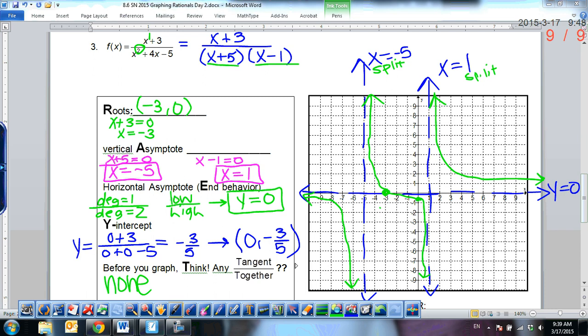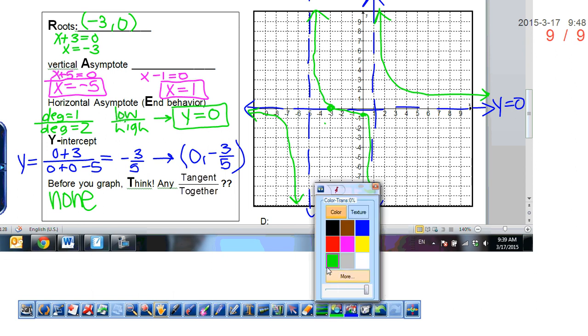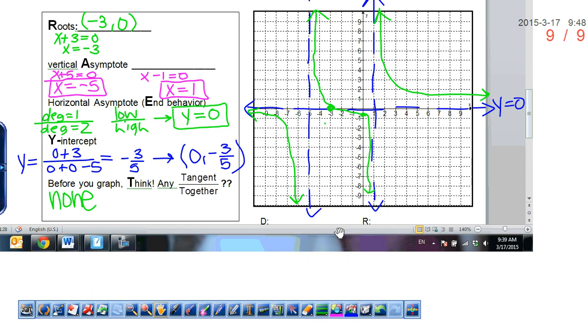Okay, domain. For our domain, we're going to have to skip over 2 x values, right? Because we have 2 vertical asymptotes. So our domain is -infinity to -5 union -5 to 1 for this section, union 1 to infinity. You have to skip over the vertical asymptotes.